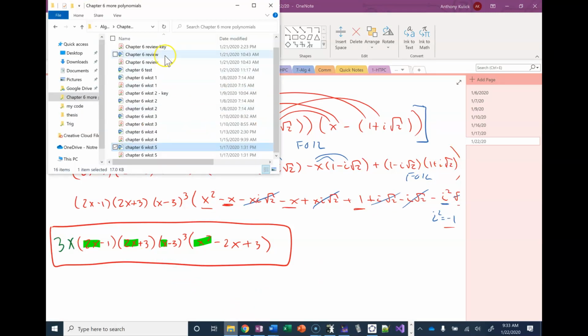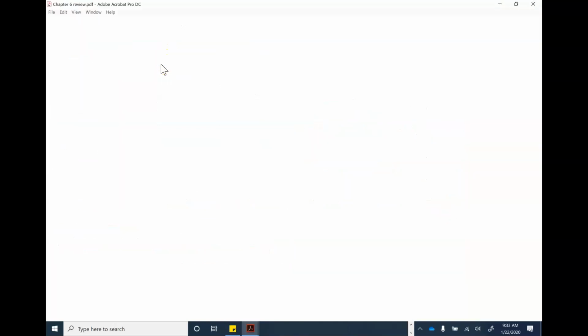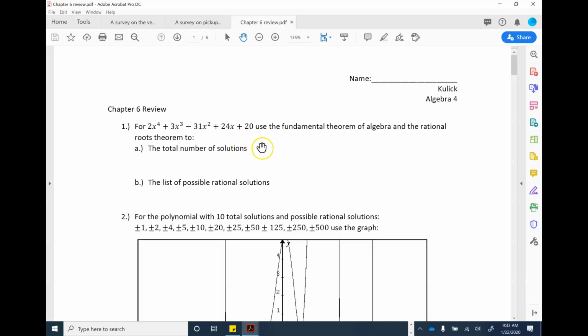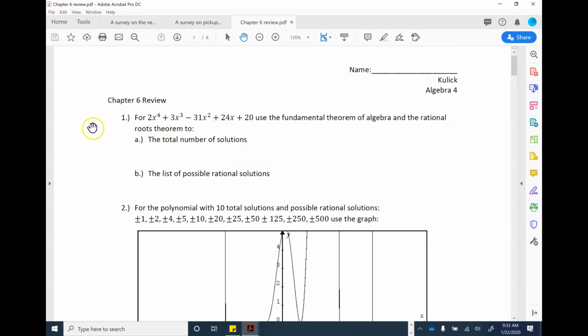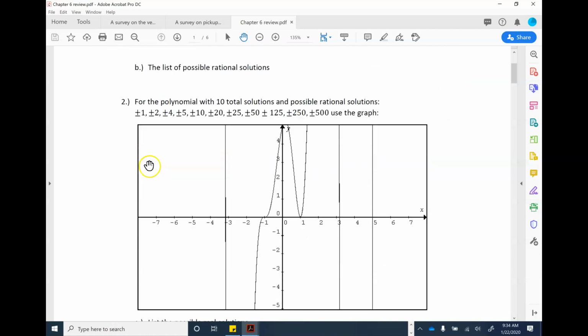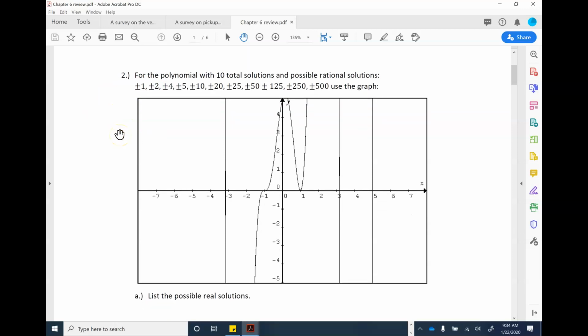So again, if you go and look at our PowerSchool page, you'll see the Chapter 6 review is posted. What the review looks like is this. You're going to have one problem on your test that's like number 1, and this should be something that's pretty easy to do, right? You have one problem like number 2.